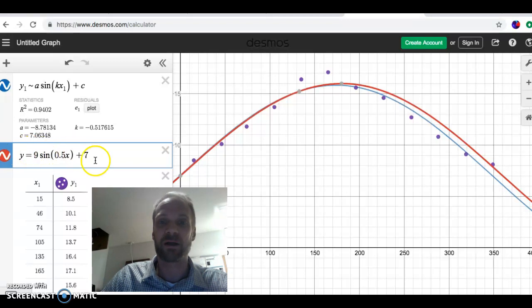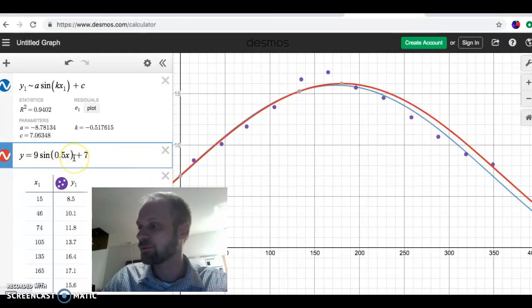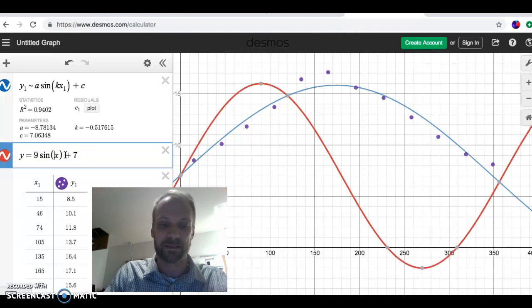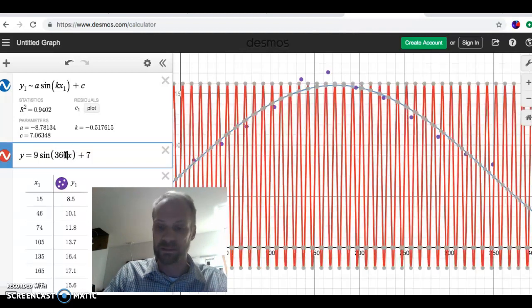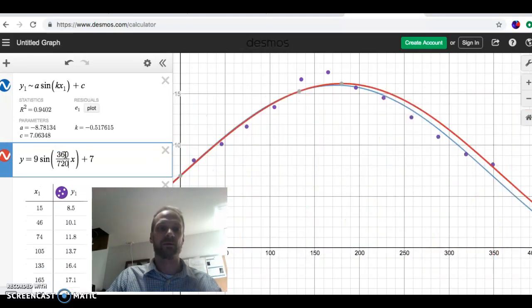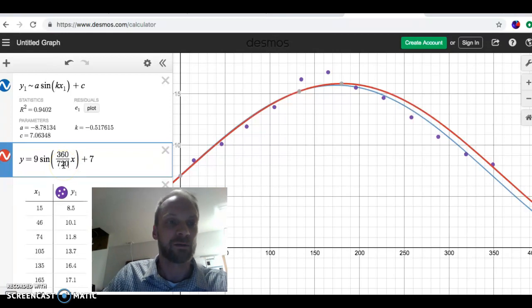Now you can see I've rounded it, so it's not quite as pretty as the one they gave me, but whatever, good enough. So I would use this for what you want to do for the rest of that question, and it gives you a sense. Please also note that 0.5 is the same as 360 divided by 720, and so that would give you your period of 720. All right, thank you.